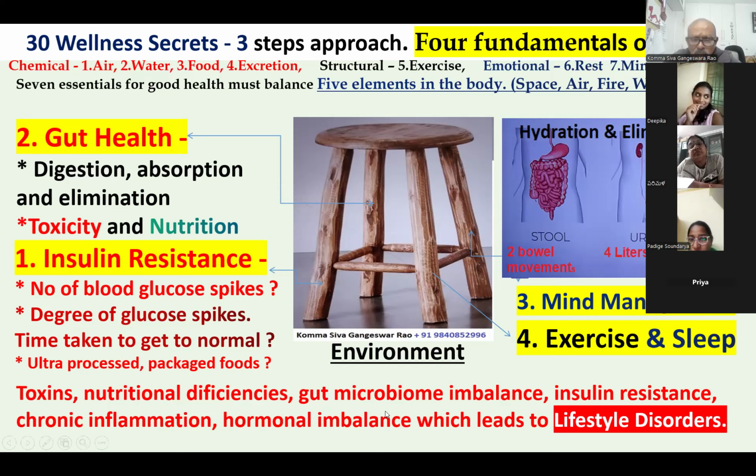Gut microbiome. In the gut we have a lot of microbiome, bacteria and all that. That is called gut microbiome. Insulin resistance. We already talked about what is insulin resistance. Inflammation. In the body, there is a lot of inflammation. Hormonal imbalance. See, when these 4 legs are different, what happens? Is it balance or imbalance? Imbalance. So with hormonal imbalance, what will happen? Then you get all the lifestyle disorders.